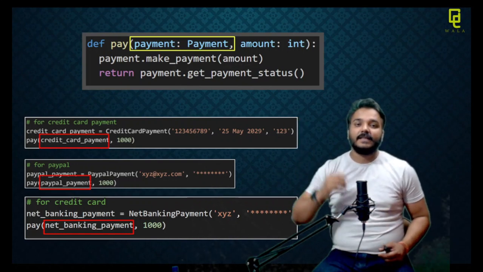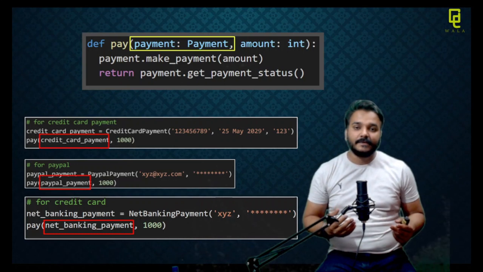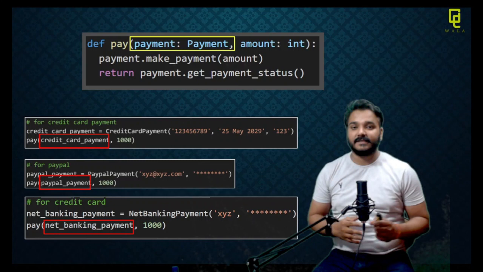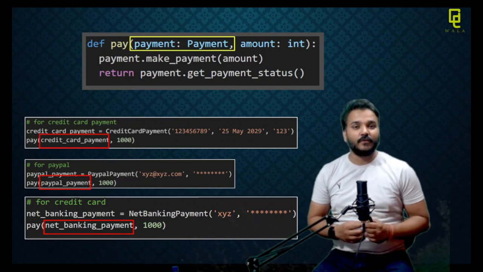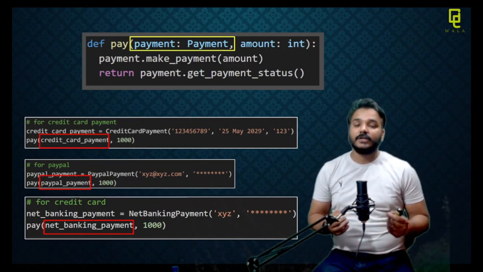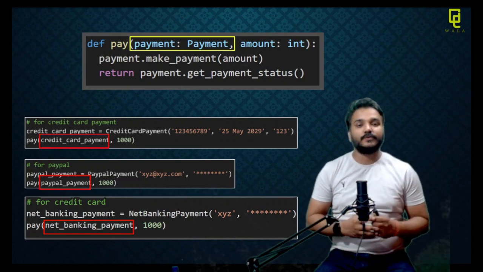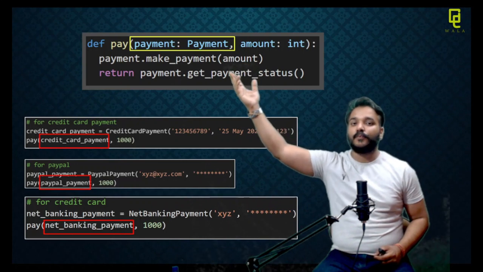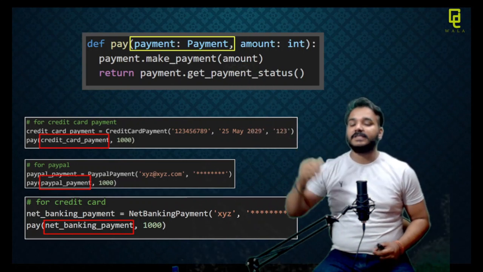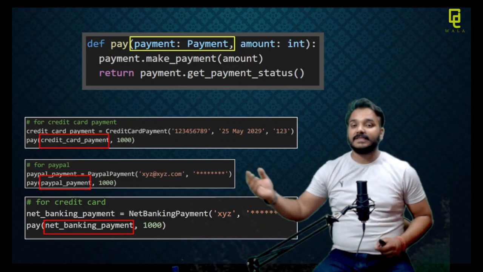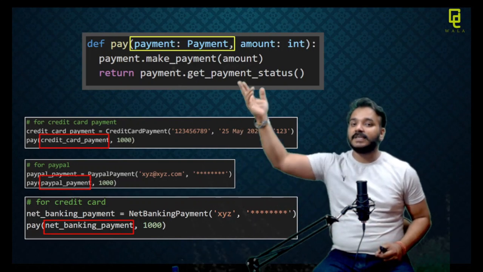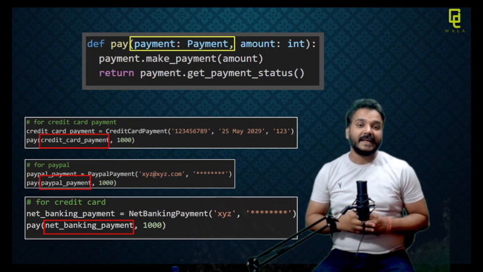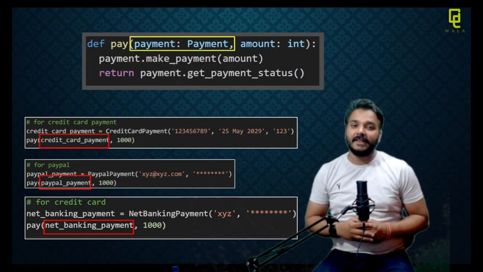Payment is the parent class here, and credit card, PayPal and net banking classes are the child classes. Now you remember the definition what we talked: child should be able to do all that which parent can do. This method is expecting from the parent to perform make payment and get payment status. But we are passing the childs which are also performing the same tasks because they are implementing make payment and get payment status in their own way.